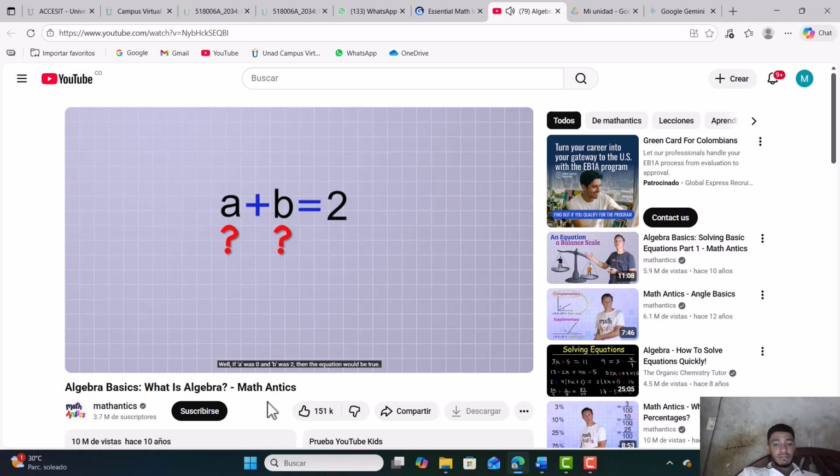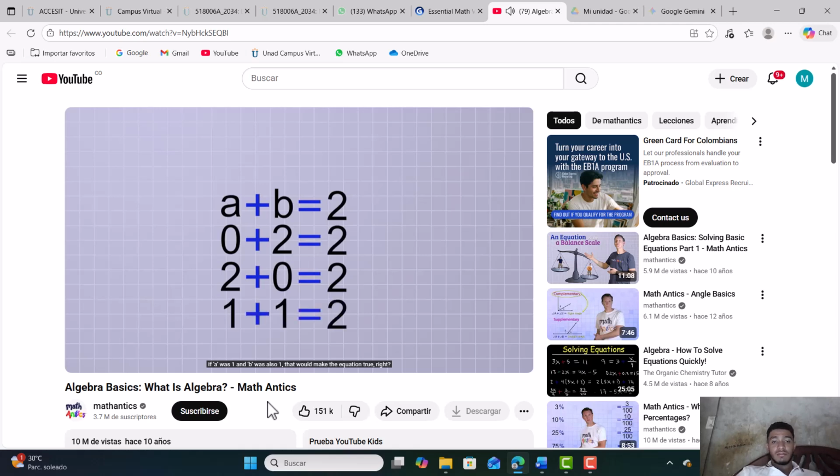Well, if a was 0 and b was 2, then the equation would be true. Or we could switch them around. If a was 2 and b was 0, the equation would also be true. But there's another possibility. If a was 1 and b was also 1, that would make the equation true, right? So even though A and B are different symbols and would usually be used to represent different numbers, there are times when they might happen to represent the same number.